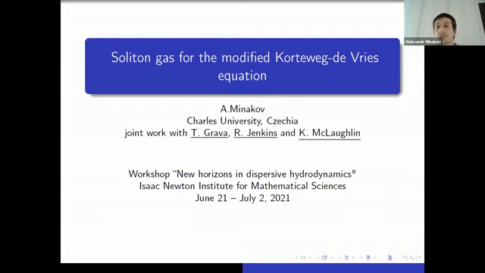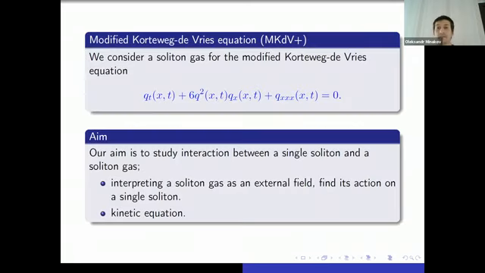So we consider Soliton gas for the modified Korteweg-de Vries equation. This equation has this form. It differs from the Korteweg-de Vries equation: like the Korteweg-de Vries equation, it has q to the power 1 here. And what is our aim? Our aim is to study an interaction between a gas of solitons and one big soliton, which enters this gas and then interacts somehow. And then we will also derive some kind of kinetic equation, which was also derived by other people.